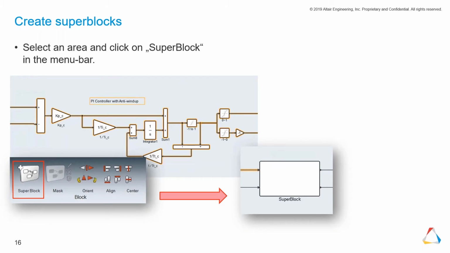Imagine you have a big model, a grown model with several functionalities. You want to create subsystems of those functionalities. Then you just select them in the diagram, you want to merge them into one superblock. Then you go to the menu bar and just click on the superblock button, and you will have such a nice superblock like you can see here.